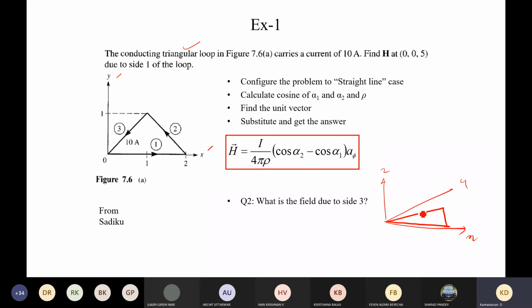Now we have to calculate the magnetic field at a particular point P. It is carrying a current I of 10 amps. So that is given. And we have to calculate the magnetic field at the point 0, 0, 5. So how to do that? That particular point is here, 0, 0, 5. And we have to calculate with respect to side 1. So this is side 1, side 2, side 3, like that.